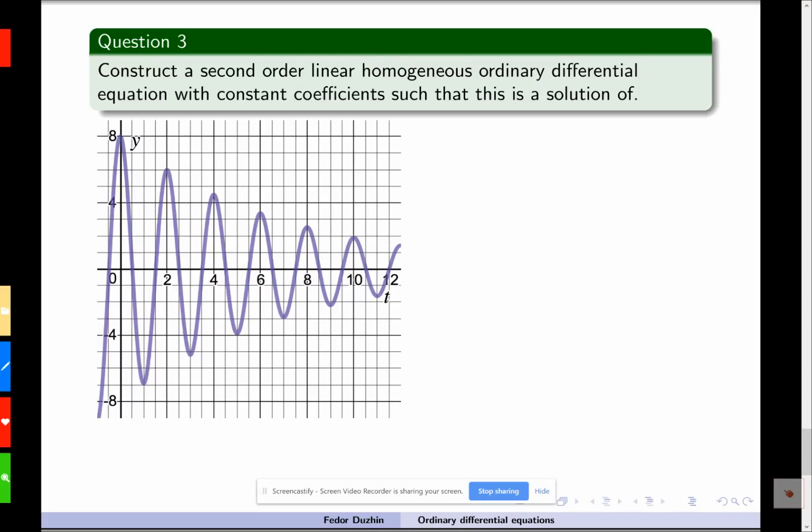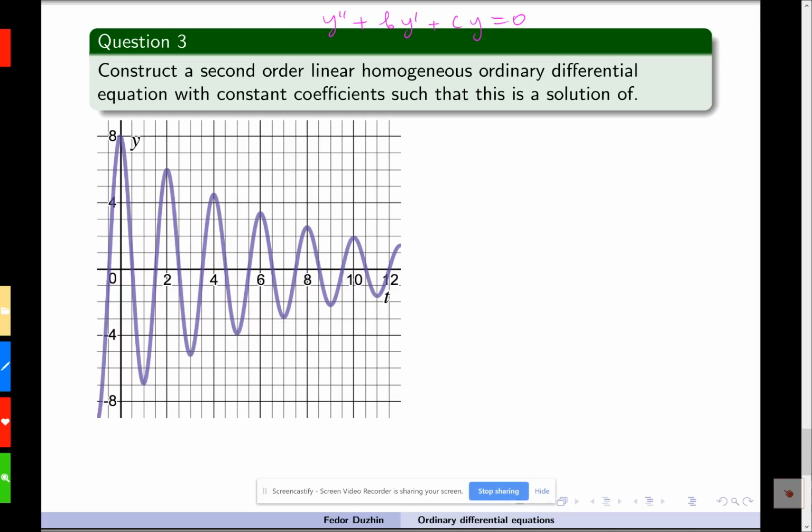So in the next question, we are supposed to construct a second-order linear homogeneous ordinary differential equation with constant coefficients, such that this graph that we see is a solution of. Well, generally, the form of such a differential equation is y double prime plus by prime plus cy is 0. Sometimes, of course, we have a, but we just divide by a for convenience. It doesn't matter, of course.